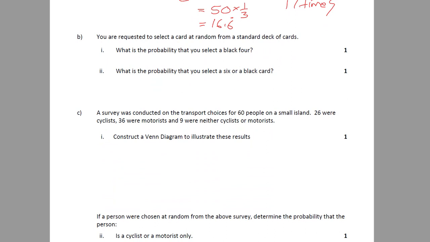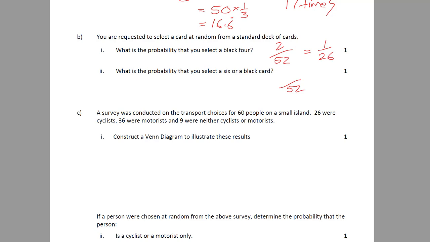Cards. I'm requested to select a card at random from a standard deck of cards. I know there's 52 cards in a deck. What's the probability I select a black 4? Well, hopefully you either know cards or you've got a cheat sheet, and it'll tell you there's only 2 black 4s. There's a 4 of clubs and a 4 of spades. So that answer would be fine, so would the simplified version.